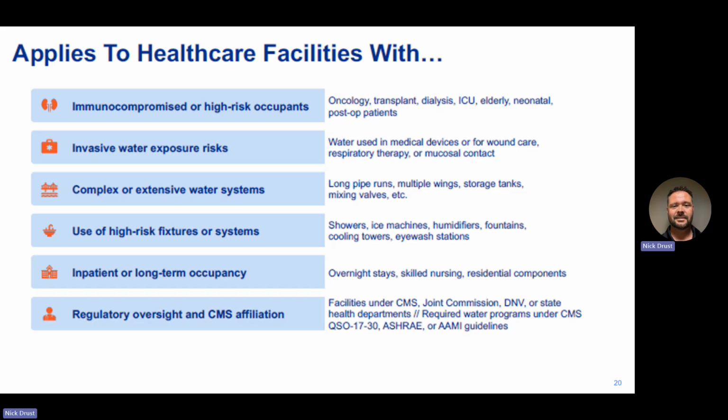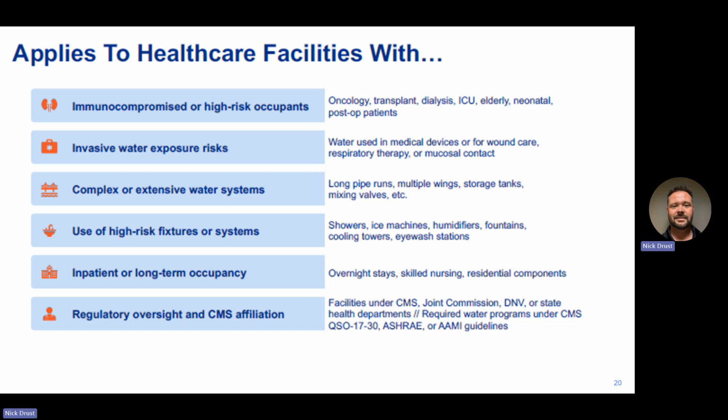The standard also recognizes that healthcare water systems are complex. You have long pipe runs, storage tanks, mixing valves, multiple wings and departments, multiple buildings on a campus, renovations and expansions over decades. Complexity creates opportunity for stagnation and biofilm development.